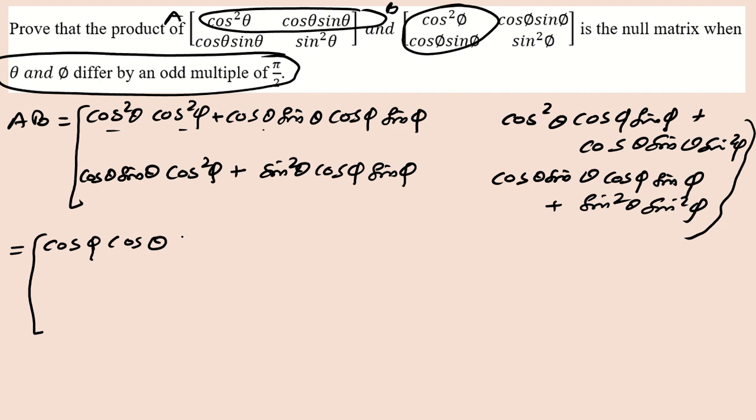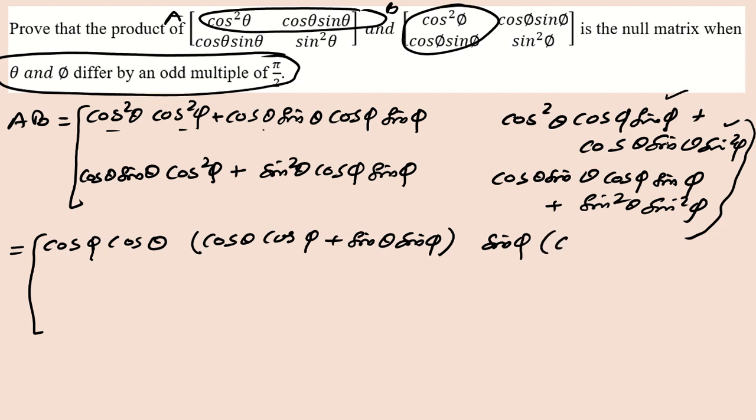Theta, phi I have written before. So in the bracket you will get cos theta cos phi plus sin theta sin phi. Something can be taken common here also. So sin phi is here, sin phi is here. So sin phi can be taken common, and in the bracket you will get cos theta cos phi plus sin theta sin phi.